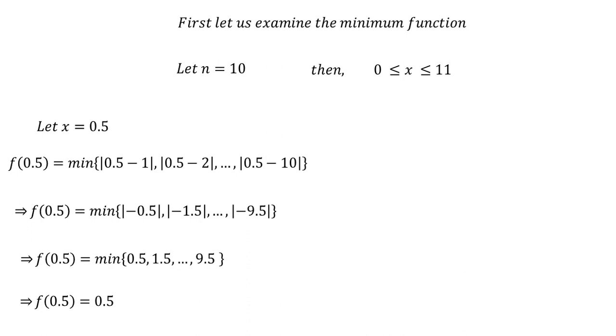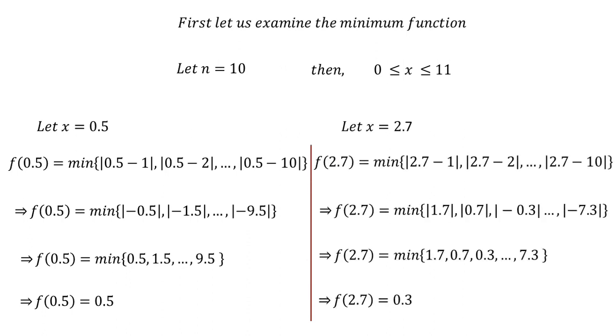Now if we take x to be 2.7, then f(x) is the minimum of |2.7-1|, |2.7-2|, |2.7-3|, till |2.7-10|. The values after subtracting and taking the modulus are 1.7, 0.7, 0.3, 1.3, 2.3, 3.3, 4.3, 5.3, 6.3, 7.3. Among these the minimum is 0.3, so f of 2.7 is 0.3.